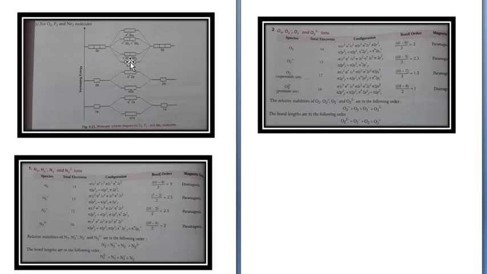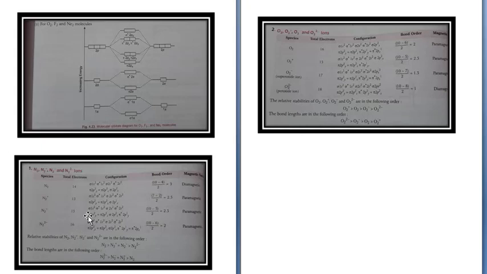Now next is N2, N2 plus, N2 minus and N2 2 minus ion. Now what is the total number of electrons present in these species? Nitrogen N2 will have 14 electrons. N2 plus will give away 1 electron, so it becomes 13. N2 minus gets an extra electron, so it becomes 15, and N2 2 minus has 16.